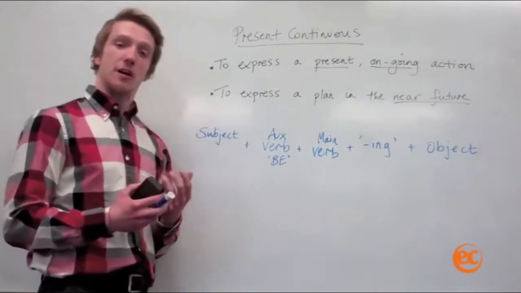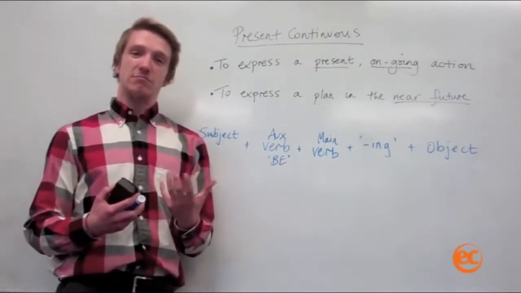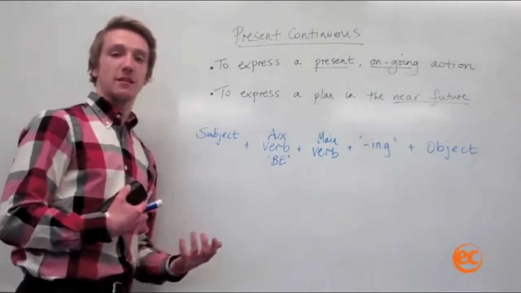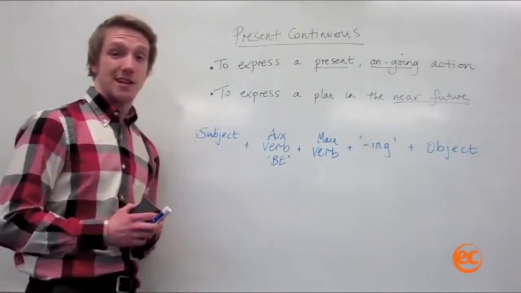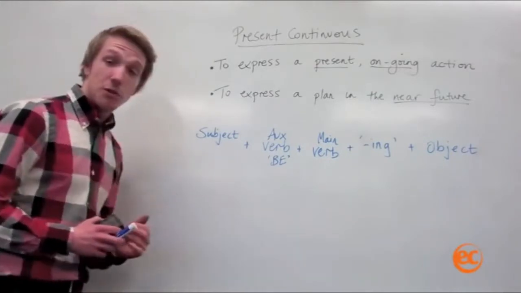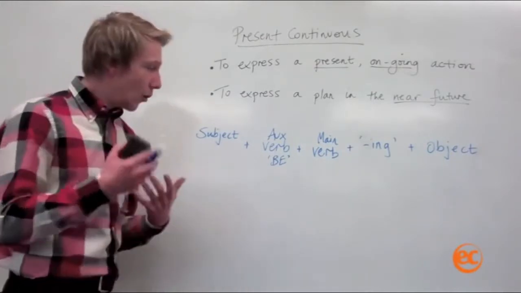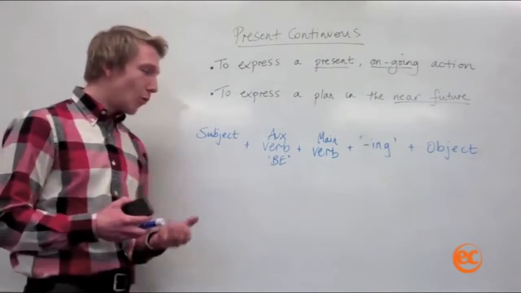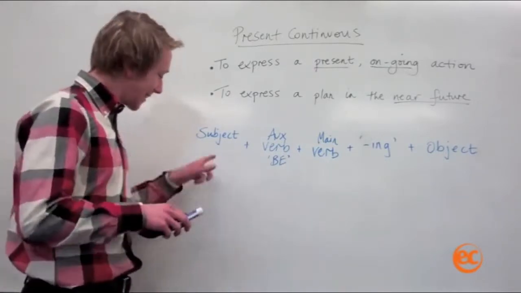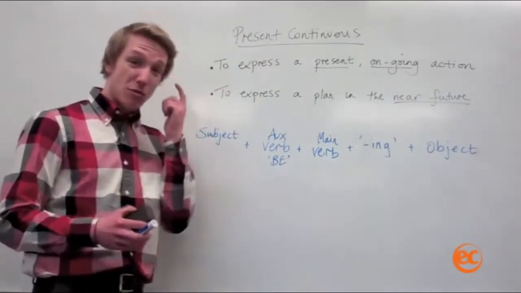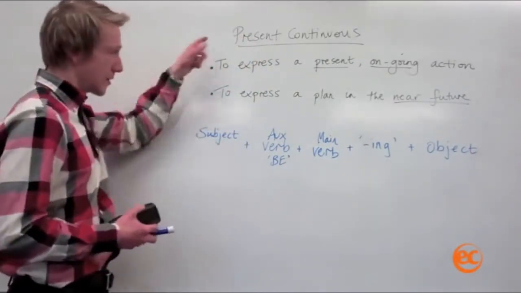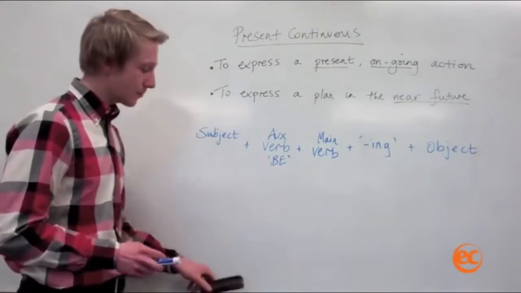in the near future. So, what am I doing this evening? What am I doing this afternoon? We can address that with this tense. Let's start with the formula. Like all grammar forms, we need to slow it down and use a pattern that's going to help us remember the way in which we use the present continuous.